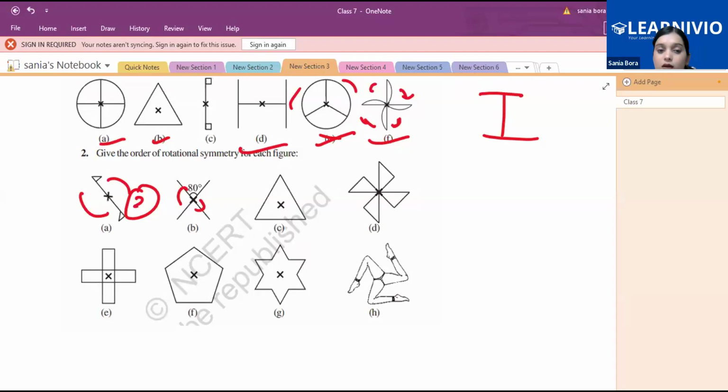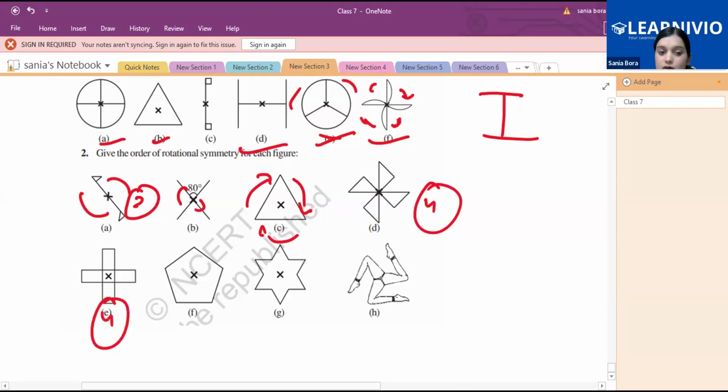Now it's three times. One, two, and three. Now this one, four times. Four times, yes. And now this one again four times. Four times, yes, ma'am. This one five times. Five times, yes, ma'am. Five times. Six, six times. One, two, three, four, five, six.